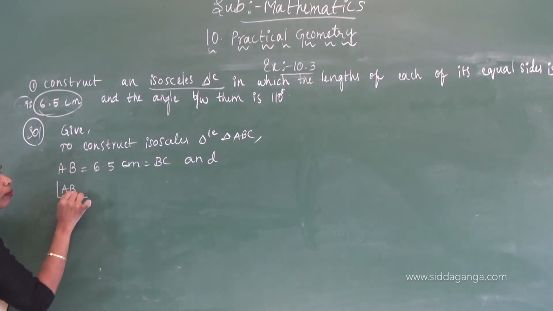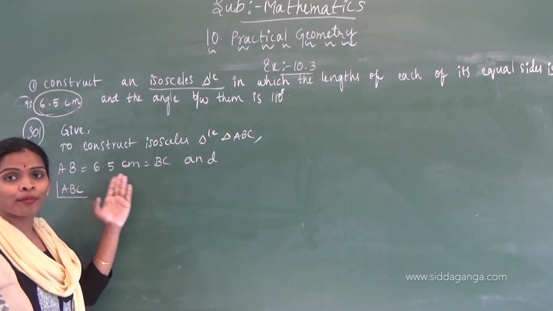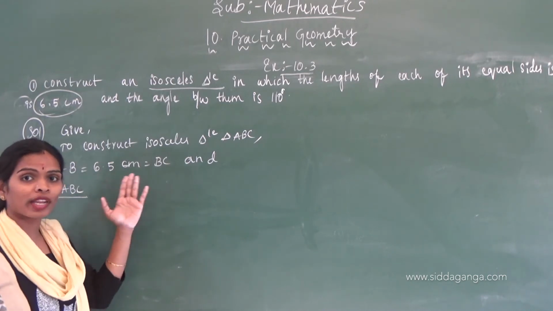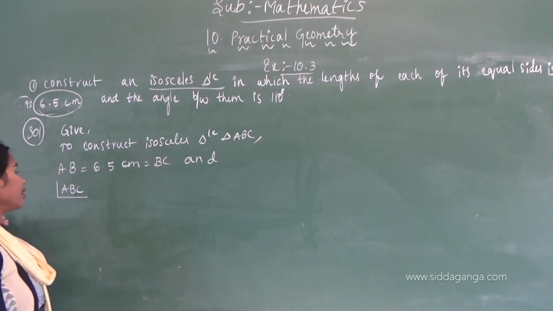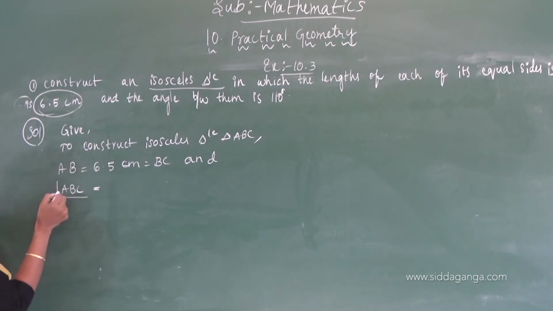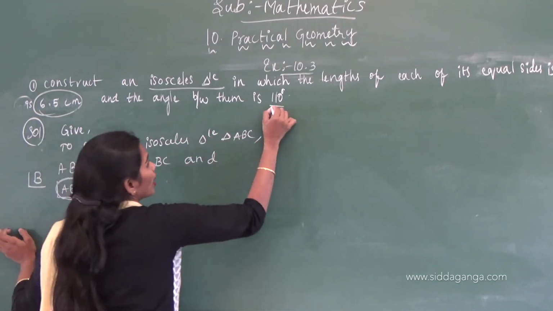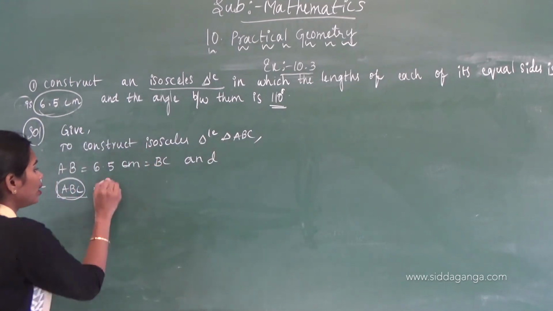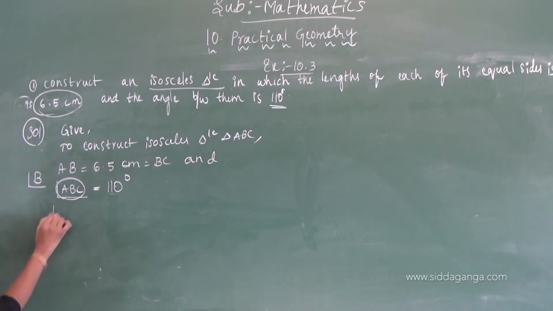A and B. What will be the angle between AB and BC? The included angle. Of course, the point common between AB and BC is B. That's why the included angle will be B. That is angle ABC equals, just angle B also we can write. The angle ABC equals what they are giving? 110 degrees. And rough diagram I am writing here, children.